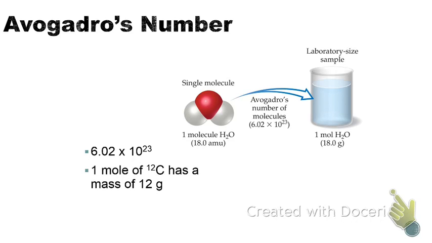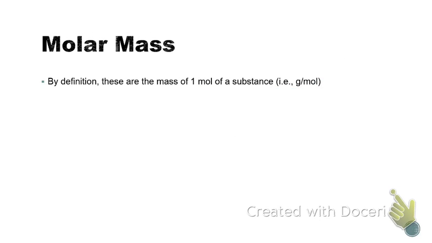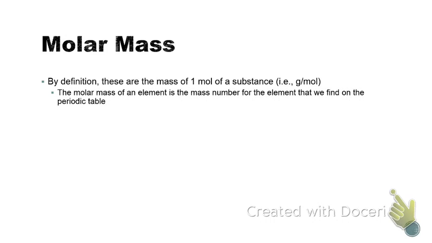1 mole of carbon-12, the isotope carbon-12, has a mass of 12 grams. And this is really, really helpful. By definition, the mass of 1 mole of any substance is equal to its atomic mass. So it is possible to actually go out and measure a mole of water, or a mole of salt, or a mole of copper. Okay? So the molar mass is just the mass number for that element.